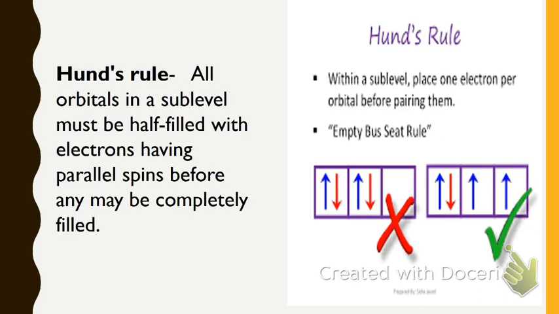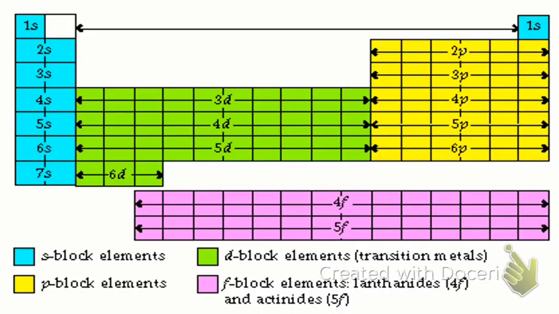saying everybody's got to get an up electron before you give it a second electron. So you can't, like the first one is wrong because you have 4 electrons, you can't just pair them up 2 by 2. You've got to give everybody an up arrow or a parallel spin before you give them the opposite spin. All right, so here is our periodic table.